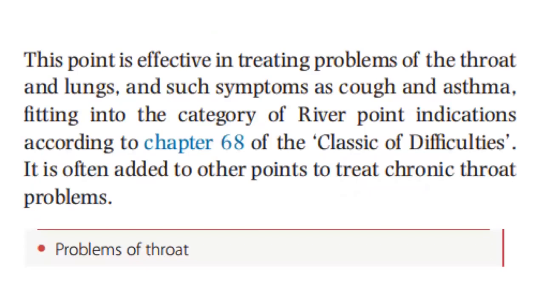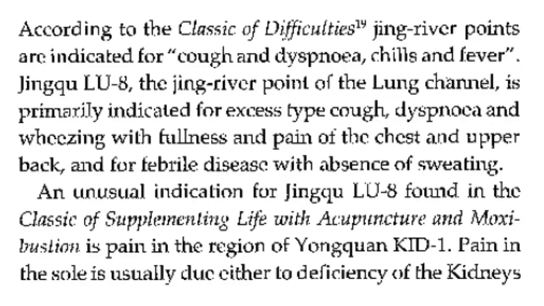Lung 8 is effective in treating problems of the throat and lungs and such symptoms as cough and asthma, fitting into the category of river point indications according to Chapter 68 of the Classic of Difficulties. It is often added to other points to treat chronic throat problems. According to the Classic of Difficulties, Jing-River points are indicated for cough and dyspnea, chills, and fever.